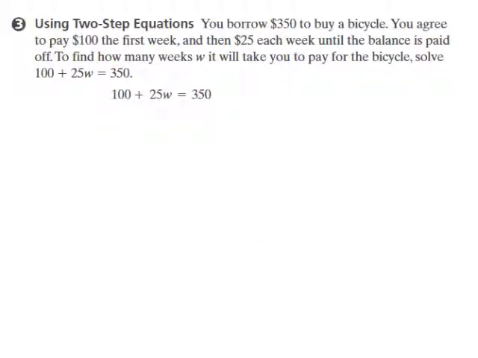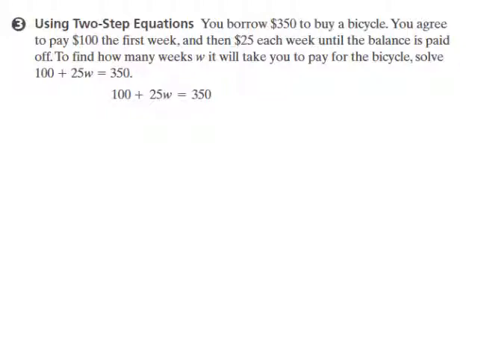Example 3, using two-step equations. You borrow $350 to buy a bicycle. You agree to pay $100 the first week and then $25 each week until the balance is paid off. To find out how many weeks W it will take to pay the bicycle off, solve 100 plus 25W equals 350. So we start by writing down the equation of 100 plus 25W equals 350.